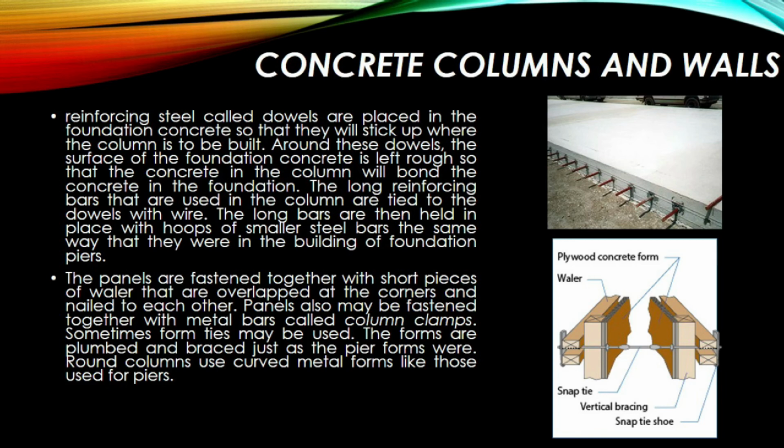The long bars are then held in place with hoops of smaller steel bars the same way that they were in the building of foundation piers. The panels are fastened together with short pieces of wire that are overlapped at the corners and nailed to each other. Panels also may be fastened together with metal bars called column clamps. Sometimes form ties may be used. The forms are plumbed and braced just as the pier forms were. Round columns use curved metal forms like those used for piers.